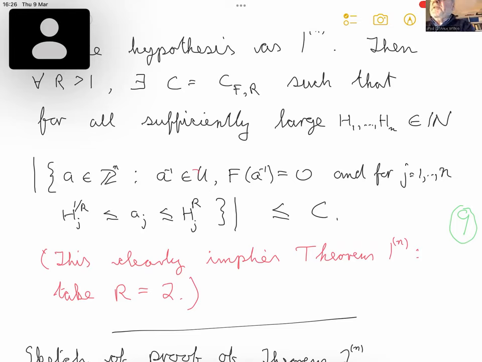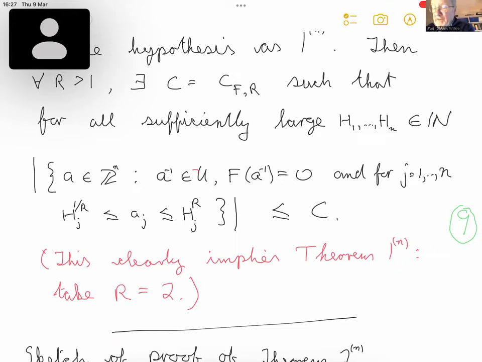By the way, I should say this is best possible, even for n equals 2. When you formulate it like this, this is best possible. You can easily construct analytic functions of two variables in the neighborhood of the origin, where each such square with r equals 2, say, does contain a point that's a zero of f. So the log log H is the best possible result.